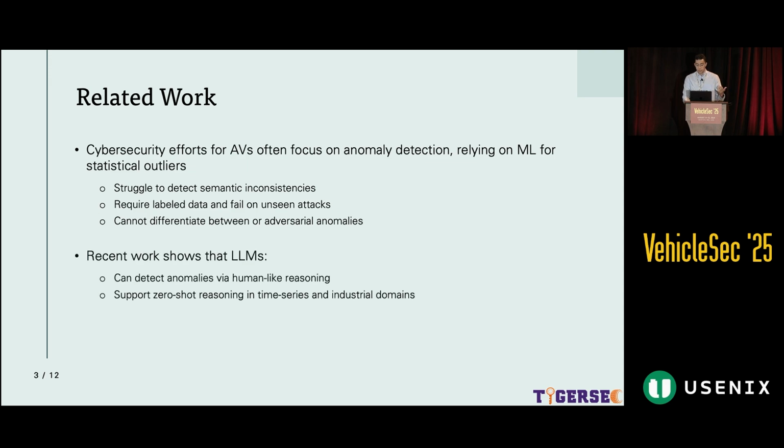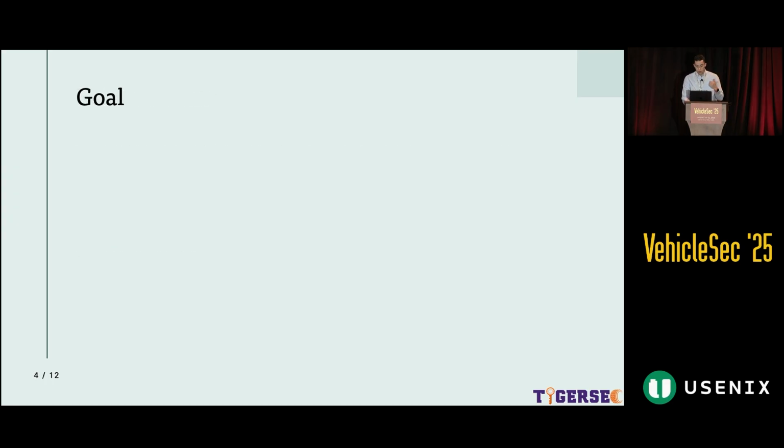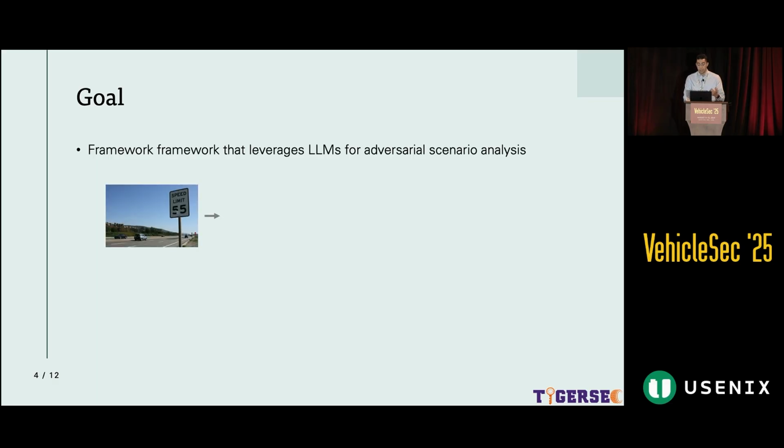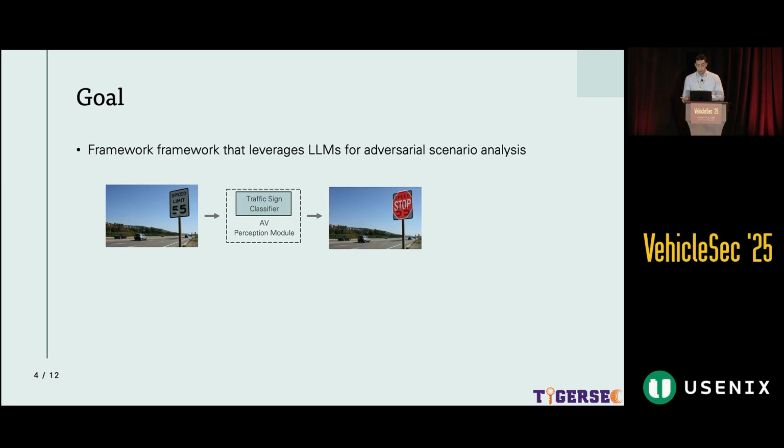Recent work has shown that LLMs can detect anomalies through human-like behavior, which inspired our approach. So our goal was to create a framework that leverages LLMs to provide interpretable explanations, meaning it's not just enough to flag that something is wrong. We want to understand why it is wrong.